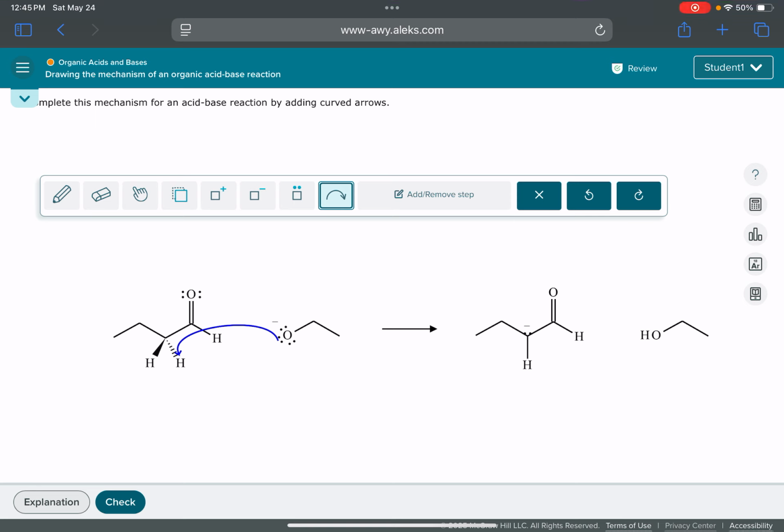Okay, now, but these electrons here are left behind, and they are going to go to that. A little hard to see there. They're going to go to that carbon there.